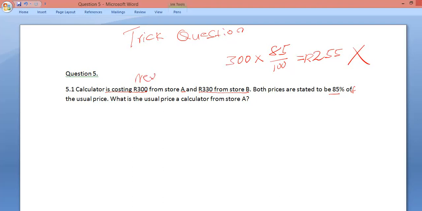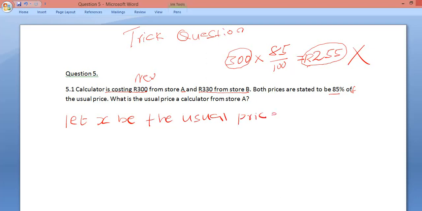So how can you approach this? Because this would have been 85% of 300 if this 300 was an old price, but in this case we don't know what the usual price was. So let X be the usual price.